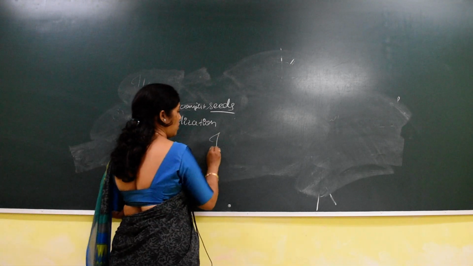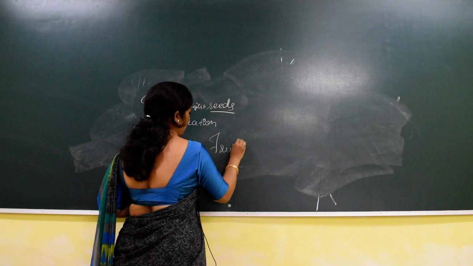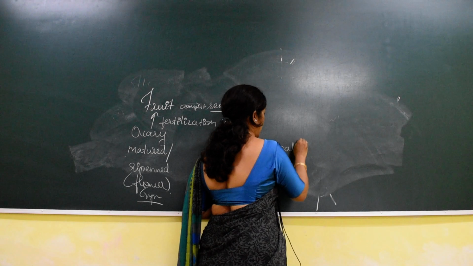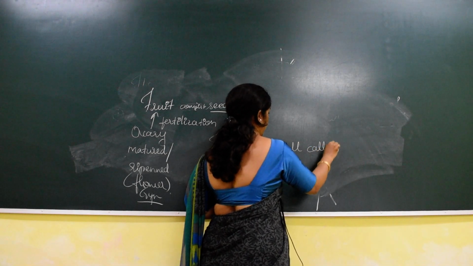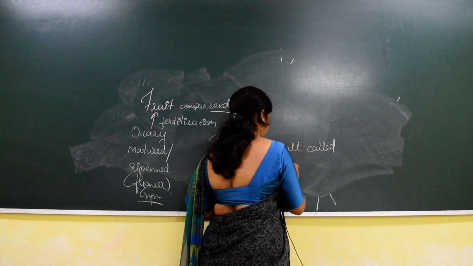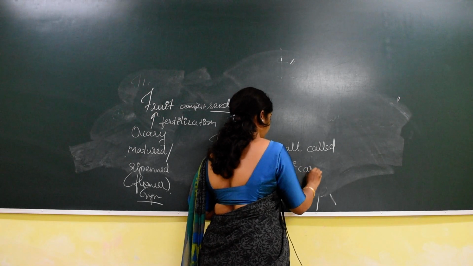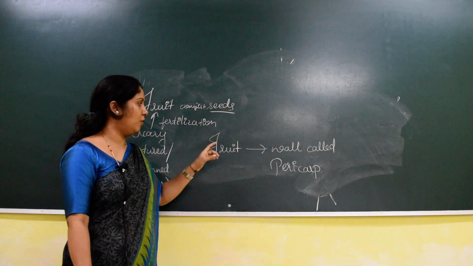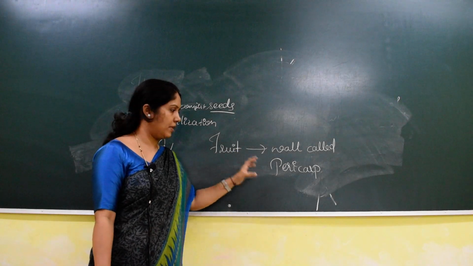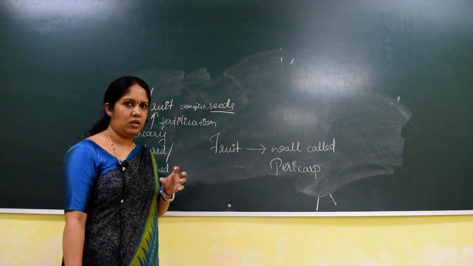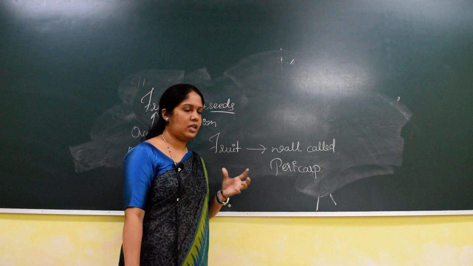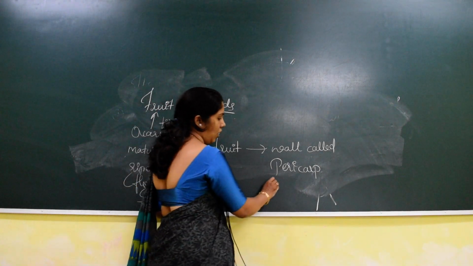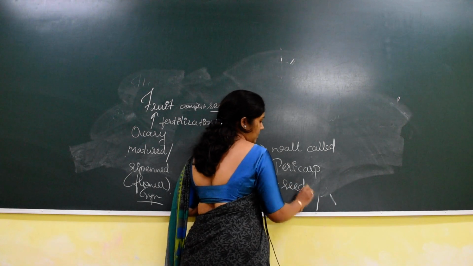Now what is this fruit made up of? The fruit consists of a wall called the pericarp. Wall means the entire fruit. If you take any fruit, the entire fruit itself we term as pericarp. Along with the pericarp, inside we can see a seed.